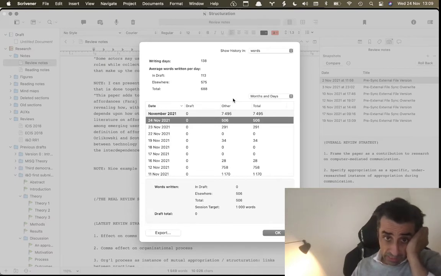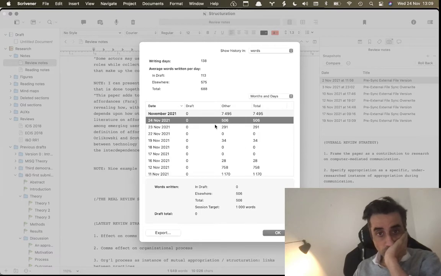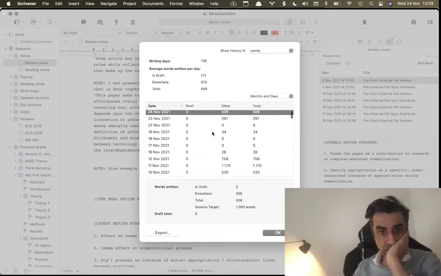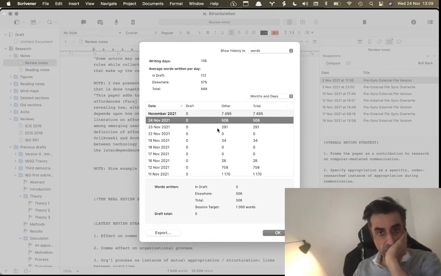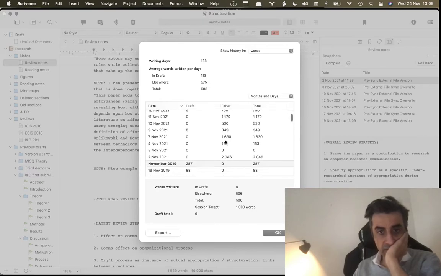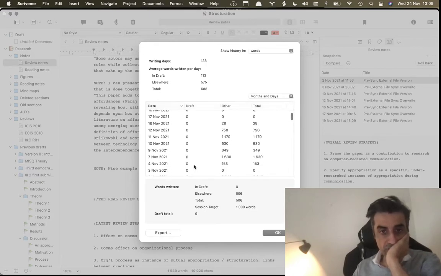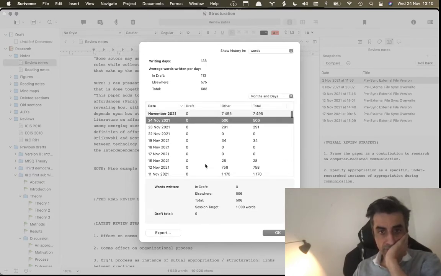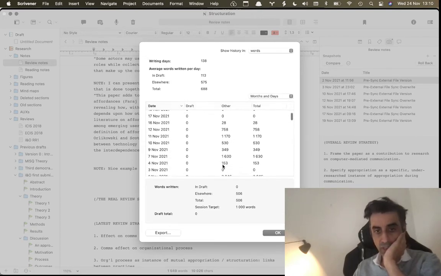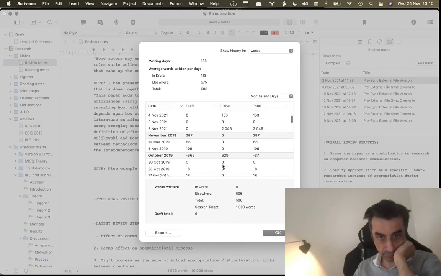Now, I really like this second part of the screen, where you see how much you've written every month, and then divided by day. So at this point, I'm basically thinking about this paper, so making notes, reading notes, and so on. So you see 0 words on the draft, a bunch of words in the other document. So these are reading notes, quotes, and so on.